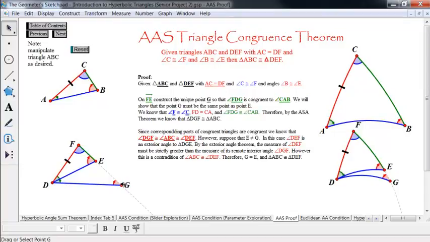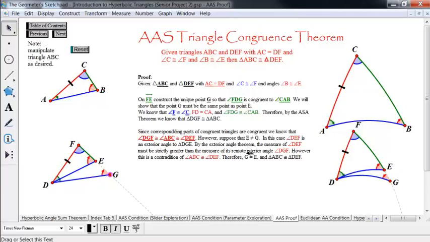Now suppose that these are different points, like it's out here or out here. In this case, what do we have? If G is out here, then this angle here is congruent to this one here. Then the measure DEF, this red one here, must be strictly greater than the measure of the angle inside here. The exterior angle must be strictly greater than the remote interior angles.